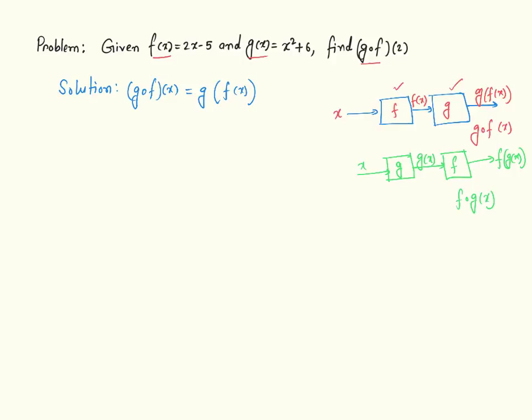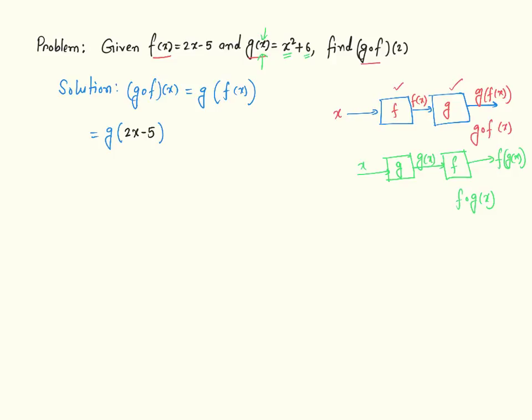So now in our case, g composed with f of x is g of f of x. f of x is 2x minus 5. Now g takes as an input 2x minus 5. Let me clarify something here. This is very important for you to understand. g takes as an input whatever is inside this parenthesis. It takes the input, squares it and adds 6 to it.